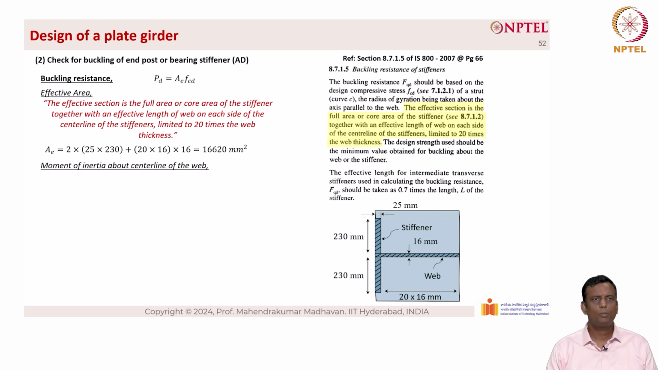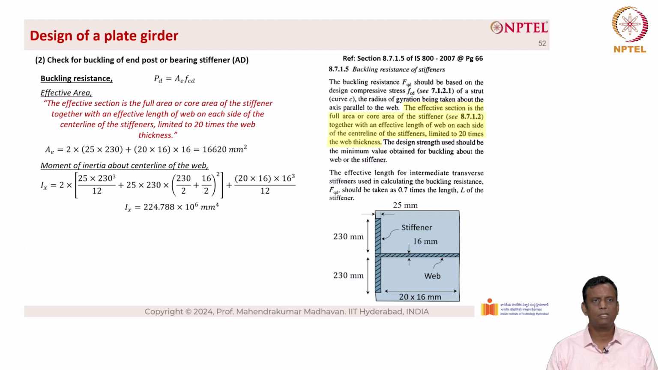Now let us take the moment of inertia about the center line of the web, which is Ix equal to 2 into 25 into 230 cube divided by 12 plus 25 into 230, which is the area, into h square, which is 230 by 2 plus 16 by 2 the whole square, plus you have the web that contributes, which is 20 into 16 cube divided by 12. So we have Ix equal to 224.788 into 10 power 6 millimeter power 4.